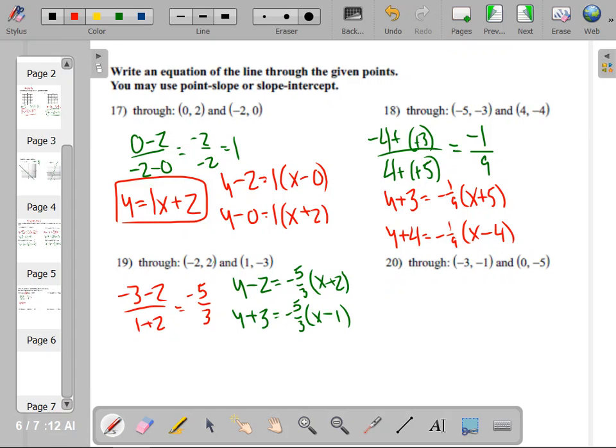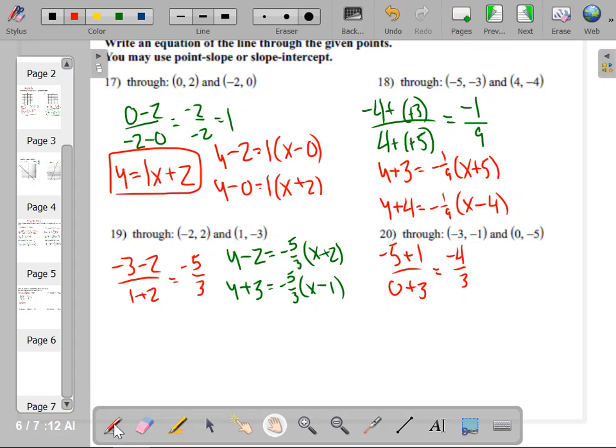Last one. -5 minus -1 is the same as adding. And 0 minus -3 is the same as adding. -5 plus 1 is -4. And 0 plus 3 is 3. So there's your slope, -4/3. Now we'll do slope-intercept.